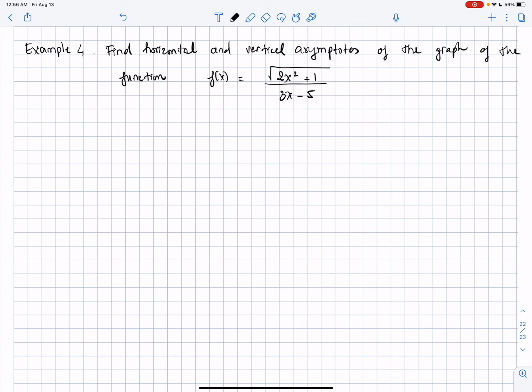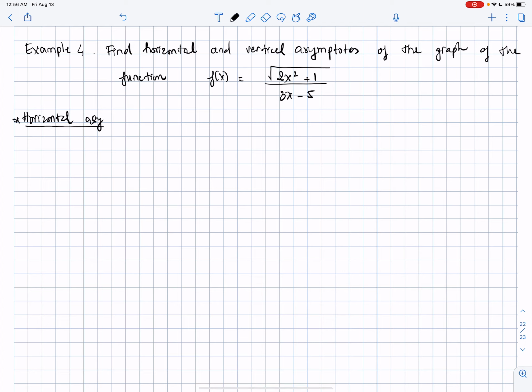Example number 4: we want to find the horizontal and vertical asymptotes of the graph of the function f of x equals the square root of 2x squared plus 1, divided by 3x minus 5. So first of all, let's find the horizontal asymptotes.